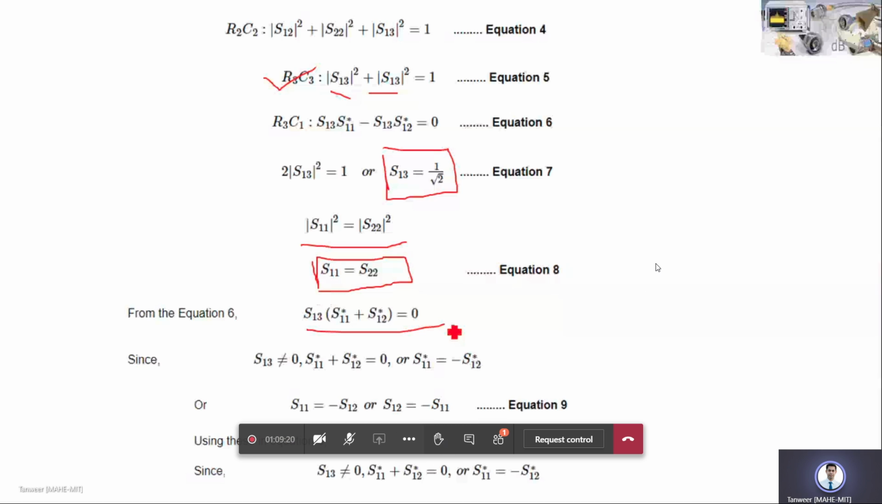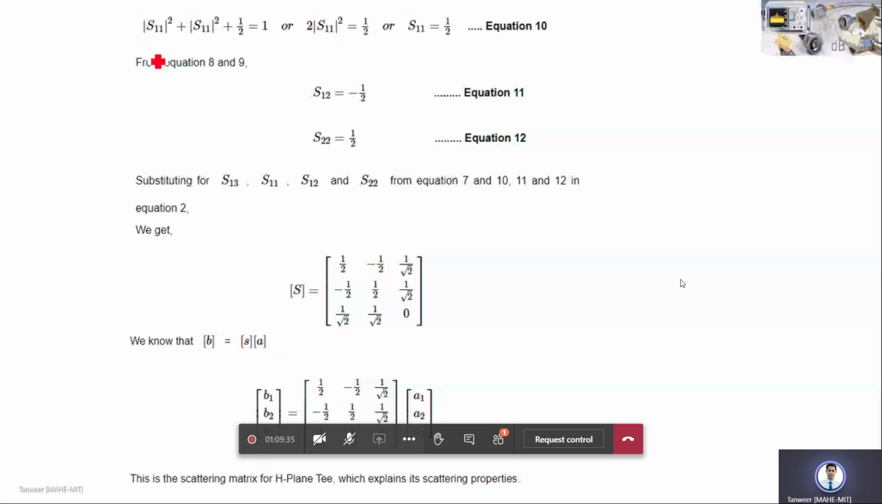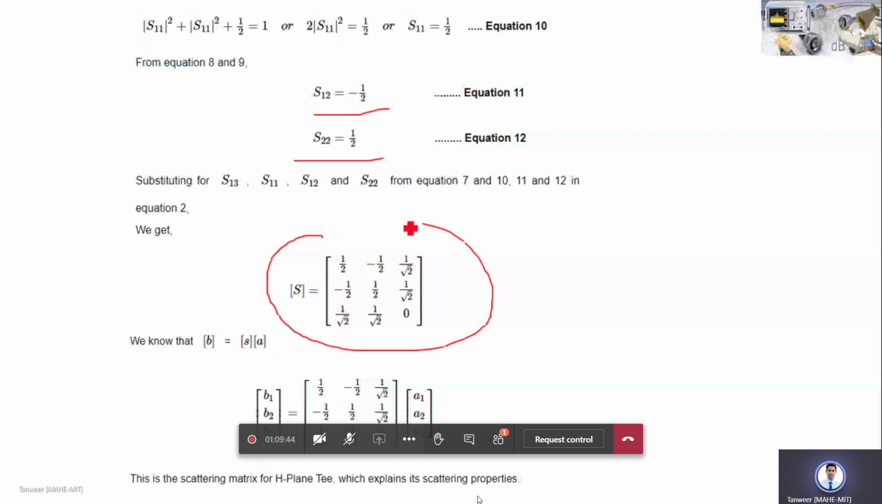Same thing here we'll do, and we'll get S11 is equal to S22. The same procedure we applied, and we calculated the values by putting them in the above equation. So you will get S12 is equal to minus 1 by 2, S22 is equal to 1 by 2. Replacing the S parameters by these values, you will get the end result. This is how you have to tell what the S parameter matrix of an H plane T is.